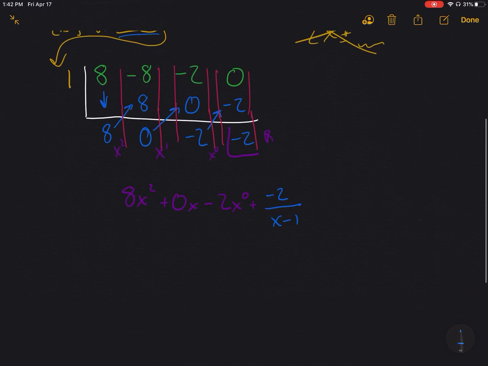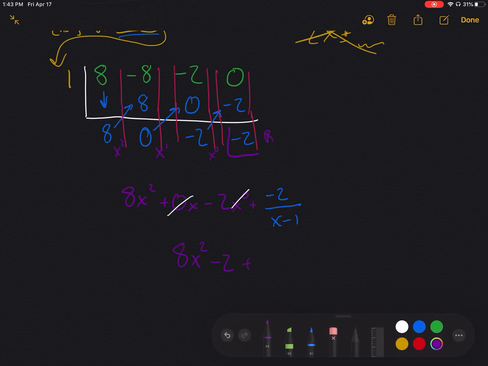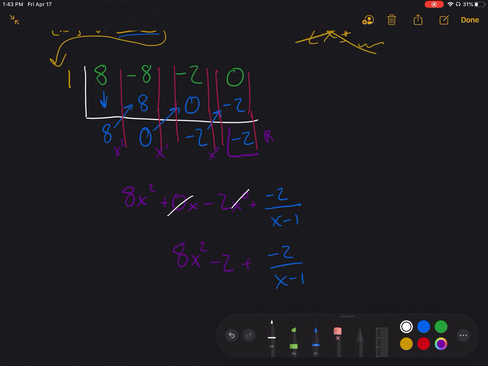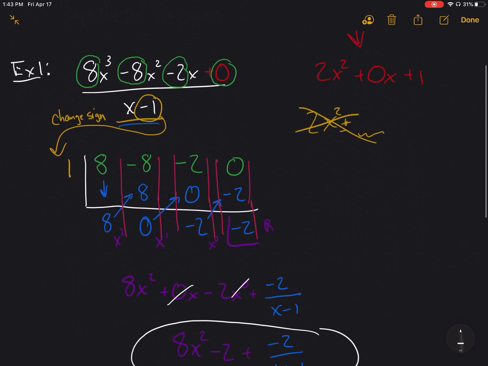And we could simplify this a little bit more. We could get rid of this term, and we could get rid of the x to the 0. And so our final answer would look something like 8x squared minus 2 plus negative 2 over x minus 1. And that would be our original polynomial divided by x minus 1.